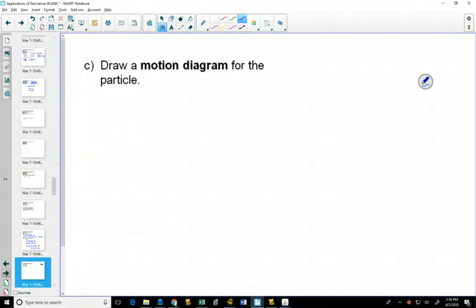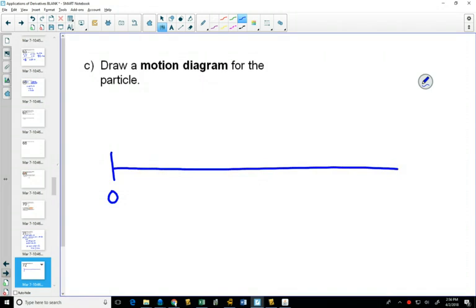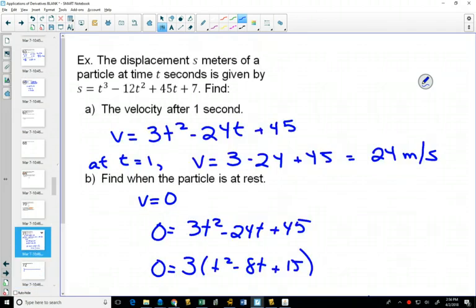Now, one of the questions that comes up in your textbook for these types of questions is to draw a motion diagram. And so it's probably not something you've heard of before, but all it's wanting to do is to give a person a sense of how this particle is moving. Well, it's sort of a graph. It's a little bit different than a graph. What we're going to do is we're going to put 0 here and words: fast, very fast, slow, stop.